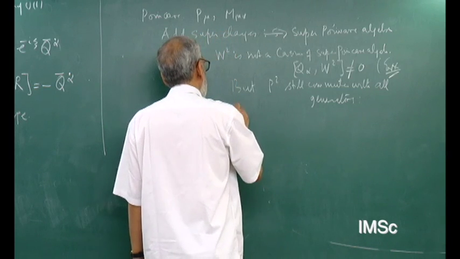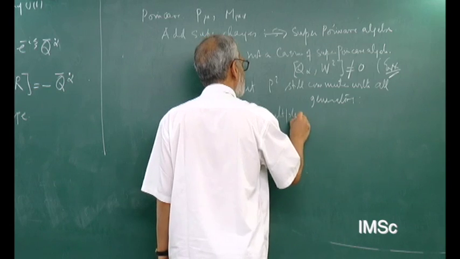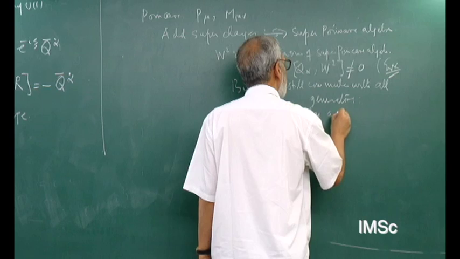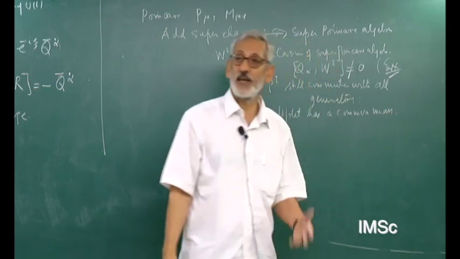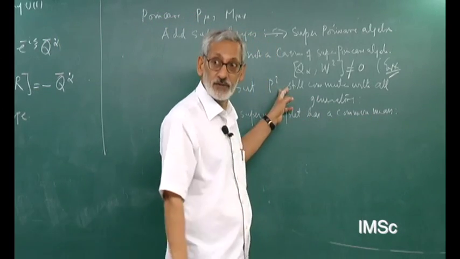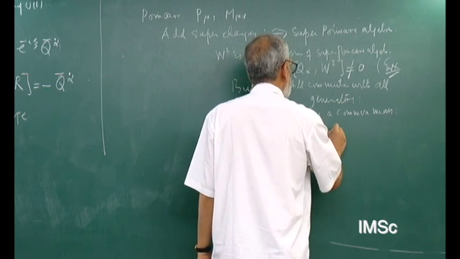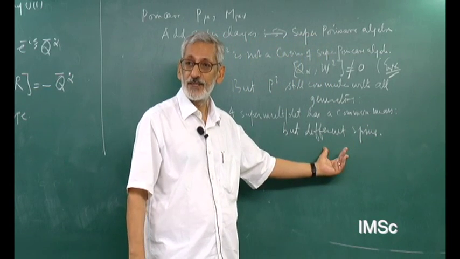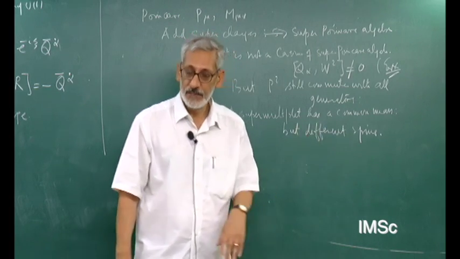So therefore, a super multiplet has a common mass, which means all members have the same mass, the mass square being the eigenvalue of P square, but different spins. That means W square does not leave them unchanged. Is it okay? I mean, with this we'll stop.